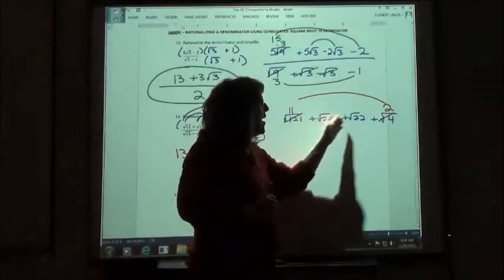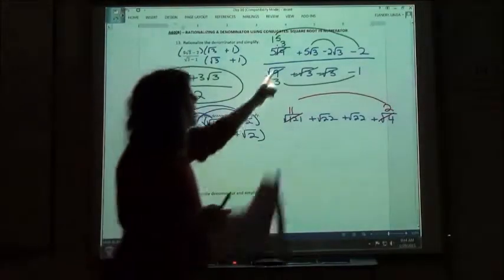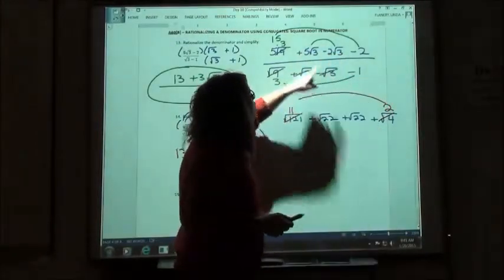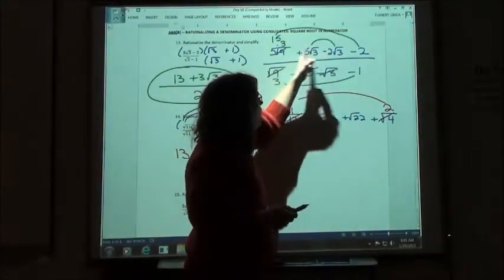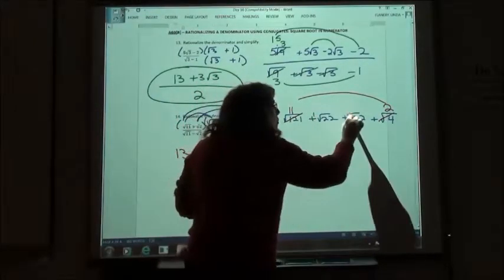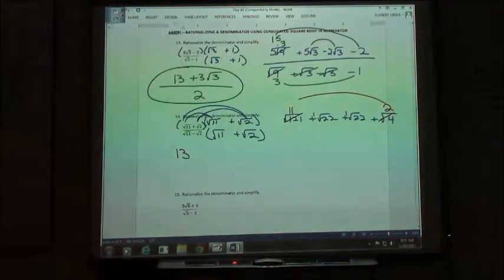Then I have to combine the two middle ones. Now this is where people get confused because think about what we did up here. We had 5 square root of 3 minus 2 square root of 3. We're combining just the front numbers. Here, this is 1 square root of 22 plus another 1 square root of 22, and 1 plus 1 is 2 square root of 22.